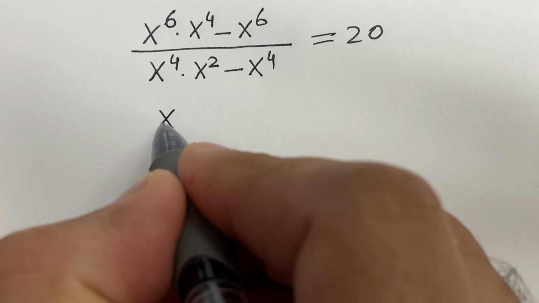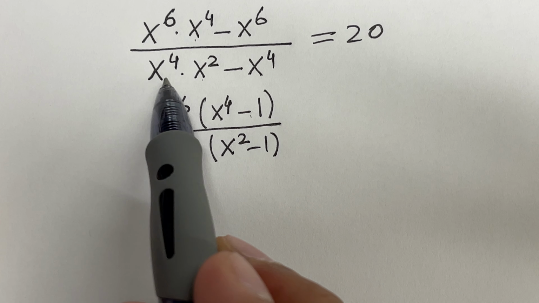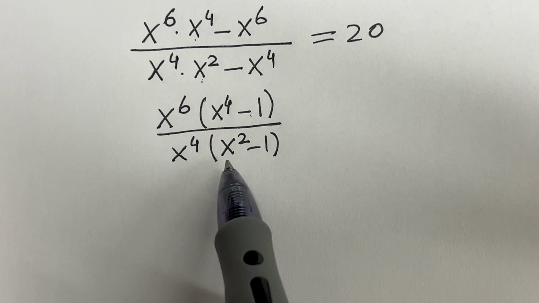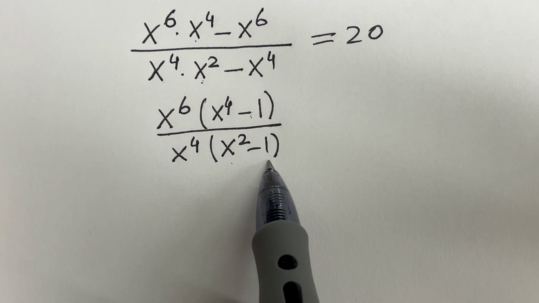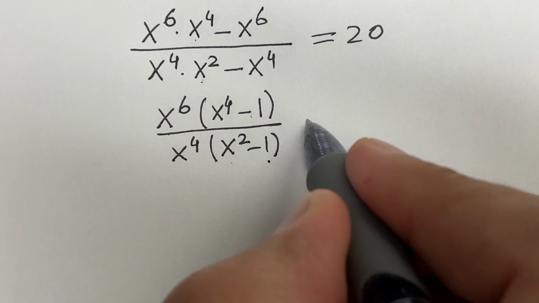Yes, the answer is x raised to the power 6. If you take out x raised to the power 6, then we will have x raised to the power 4 and then just 1 here. Divided by, we can take out x raised to the power 4 common and we will have x square minus 1, because we have taken out x raised to the power 4, so we have just x square here, and x raised to the power 4 is taken out, so we have just 1 here, and the right hand side is equal to 20.